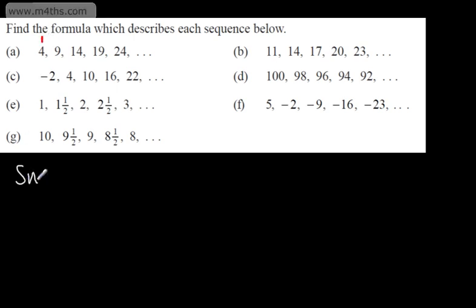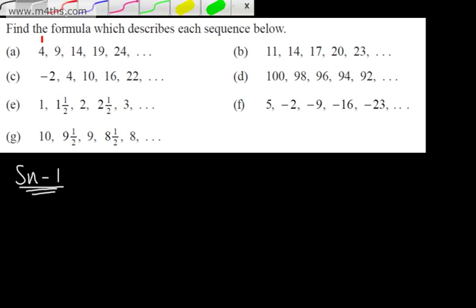So this is going to be the first term in the sequence. 5 times by 1 is 5. What do I need to do to get to 4? The answer is minus 1. So I'm going to subtract 1 to give me 5n minus 1. Does it work for this one? Well, this is 2. 5 times by 2 is 10 minus 1.